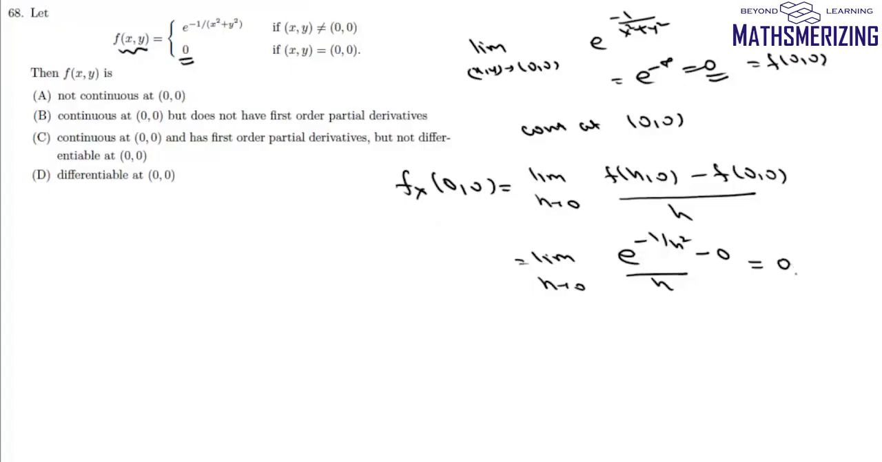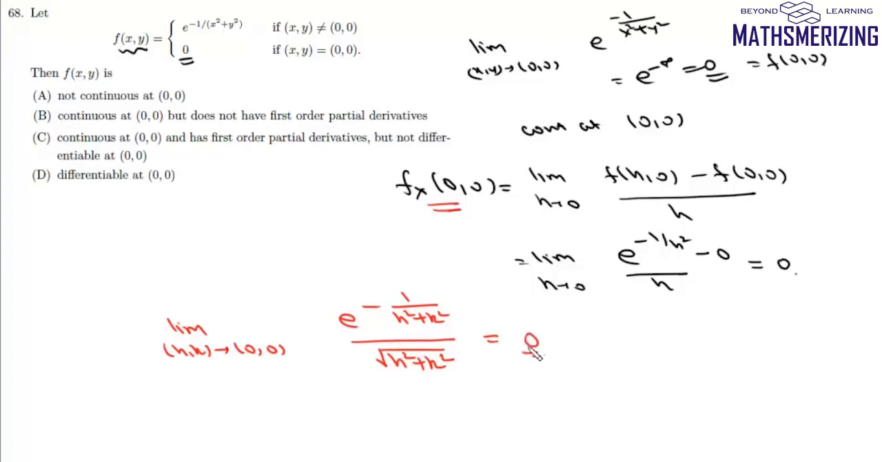So that means this function does have first order partial derivatives. Now we need to check whether this function is differentiable or not. From the definition, this function will be differentiable when this limit as (h,k) tends to (0,0) of e to the power minus 1 upon h square plus k square, because the partial derivatives are all 0 and the function value is also 0, upon under root of h square plus k square, which is the same as e to the power minus 1/t upon under root t when t tends to 0. And this limit again tends to 0. So that means this function is differentiable at (0,0), and that's your option number D.